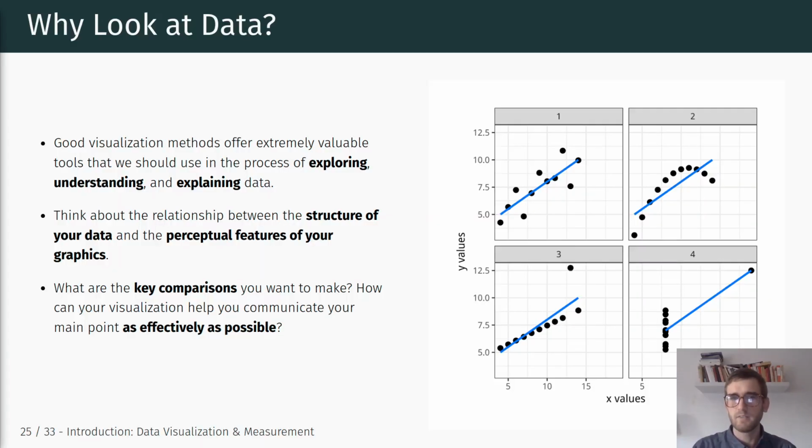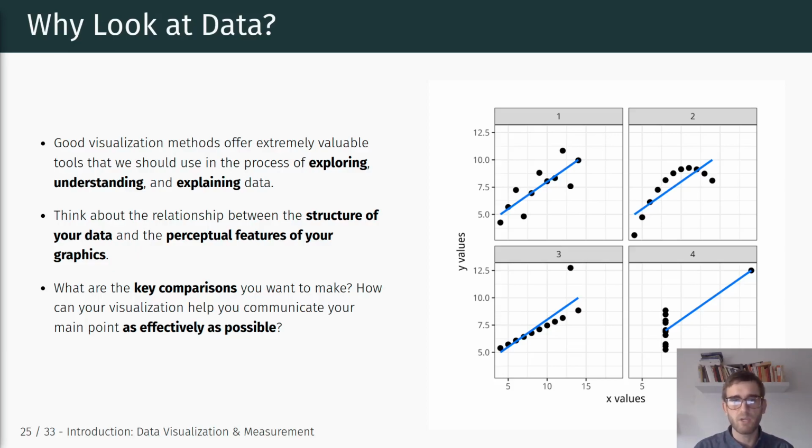Okay, so we already talked at length about why looking at data and why using data visualization. But just to summarize, good visualization methods ultimately offer valuable tools that we can use in the process of exploring, understanding, and explaining data to others. And those are the points that we outlined in the previous videos as well, right?